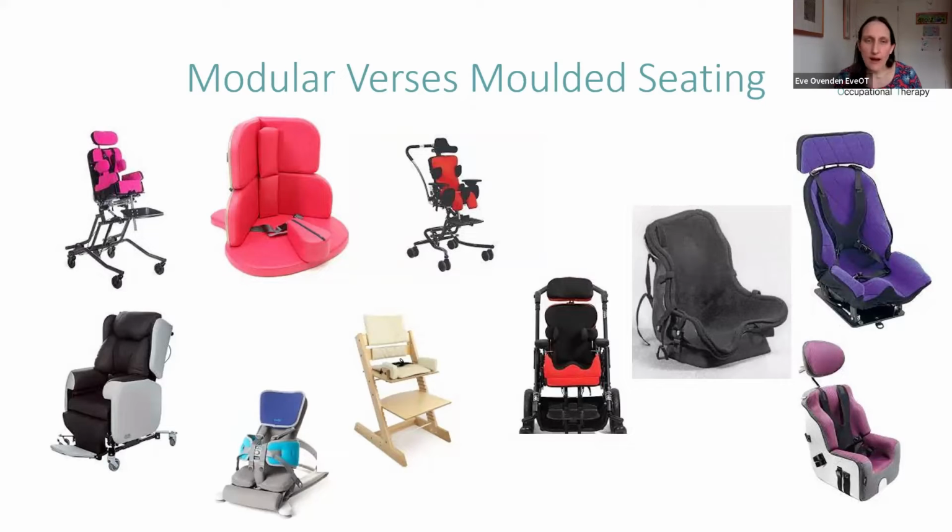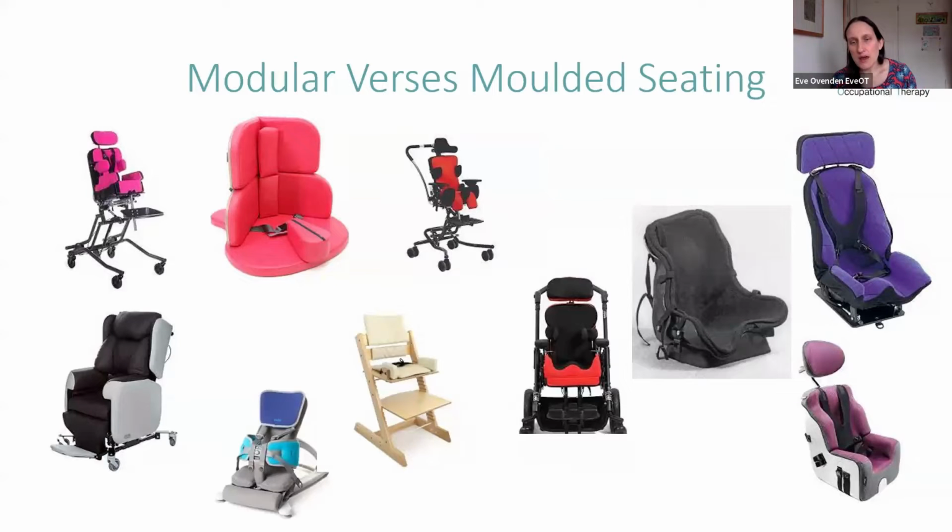But what they do have in common is that they're made up of different parts that are there to support the child and meet the child's needs, postural needs, but also that generally these chairs can be grown to a certain degree. So you can make adjustments for growth, and you can make adjustments for the child's posture as it changes.